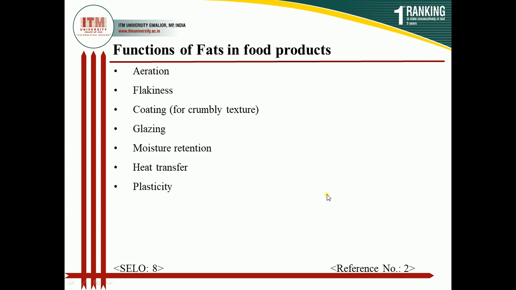In the same way, polyunsaturated fatty acids are good for our health because the blood level of LDL is low and the quantity of high density lipoproteins is high. That's the reason linoleic acid and linolenic acid are considered essential fatty acids. So this is the basic description about fats, their classes, their functions in food products, and the diseases related to the fats.